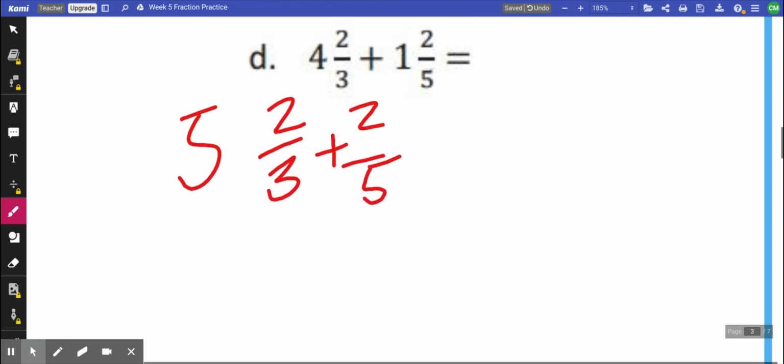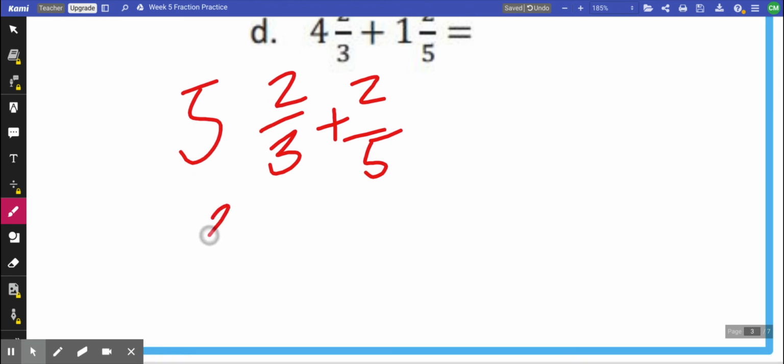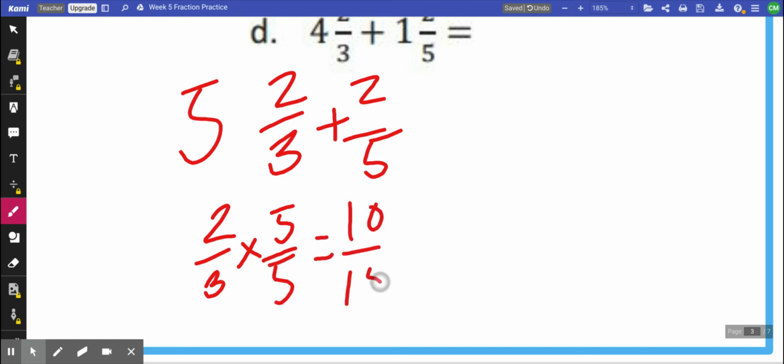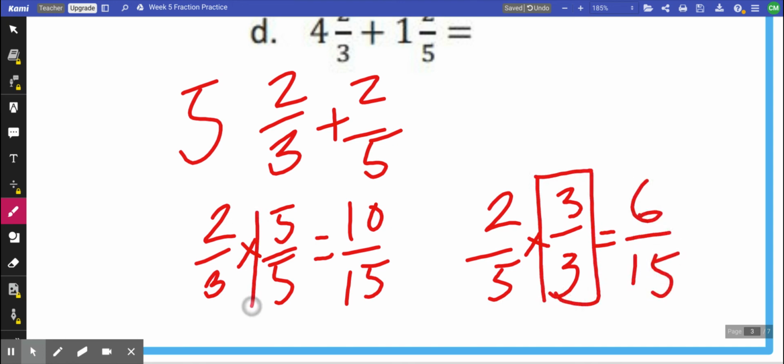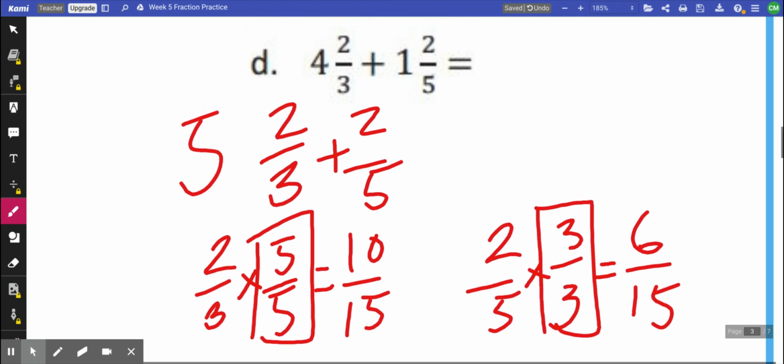I know that my common denominator is going to be 15, so 2/3 times 5/5 equals 10/15. And I know that 2/5 times 3/3 equals 6/15. And remember, I got these fractions 3/3 and 5/5 just by finding what number I needed to multiply the denominator by to get 15. So I know that my final fraction is going to be 16/15.